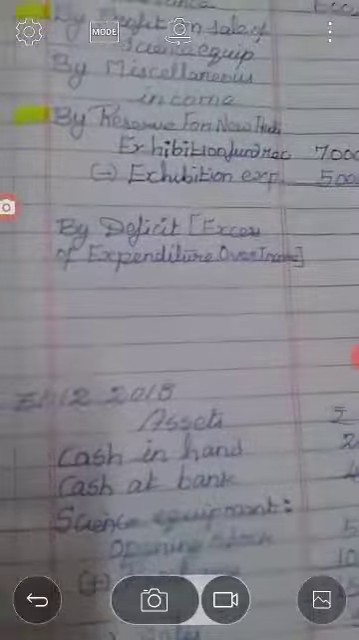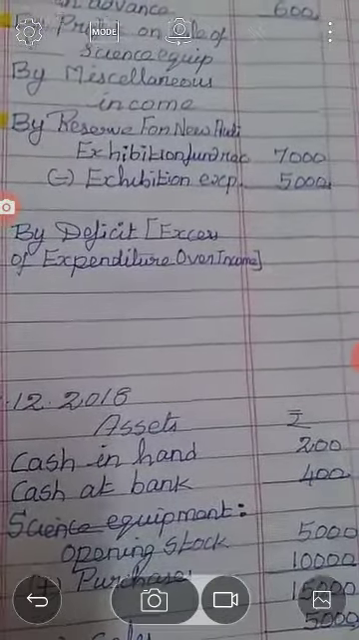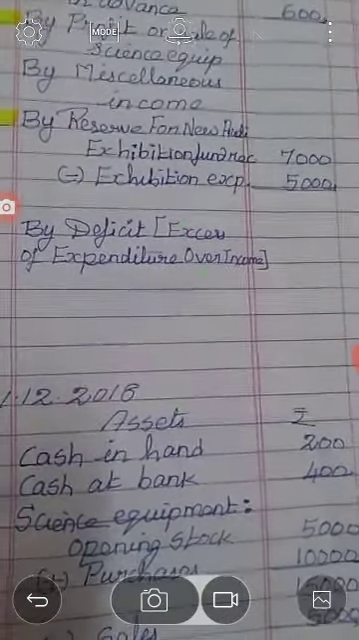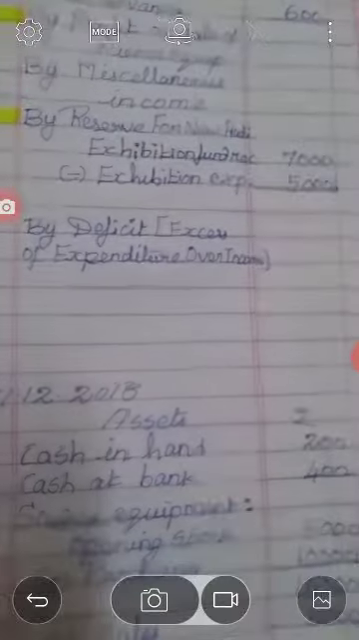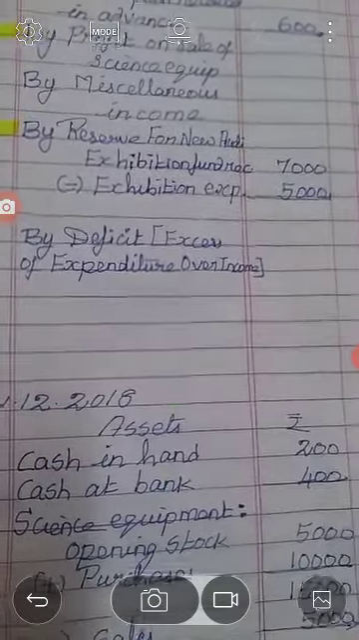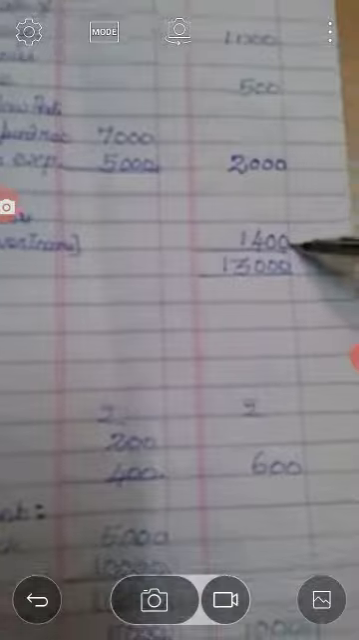So you have got a deficit. By deficit, excess of expenditure over income. So here the expenditure is higher and the income is lower. So excess of expenditure over income is 1,400.